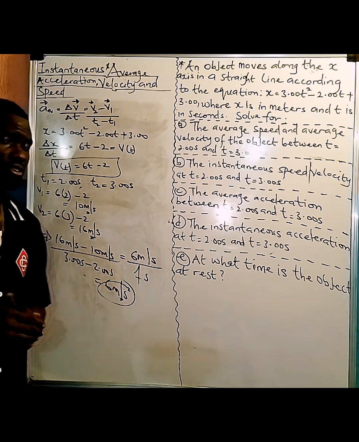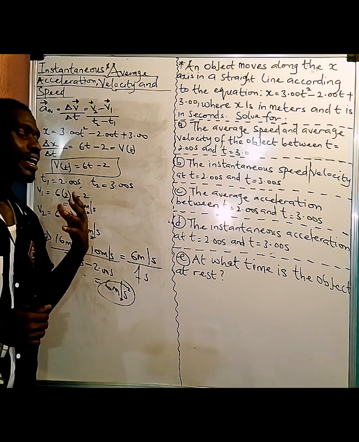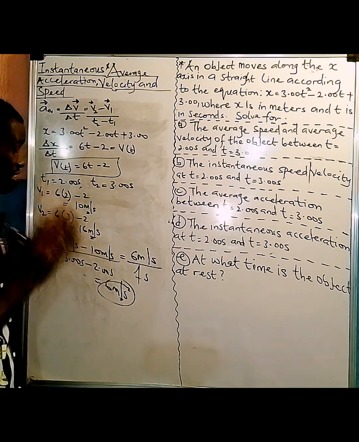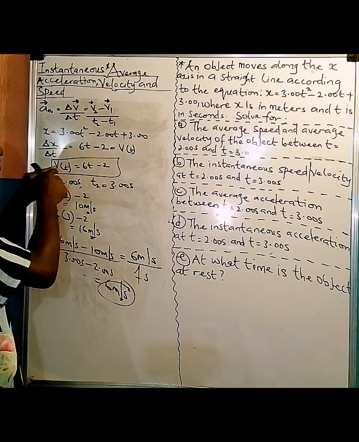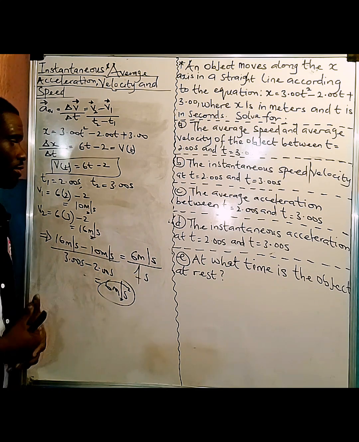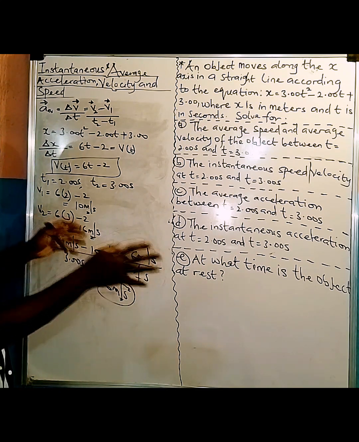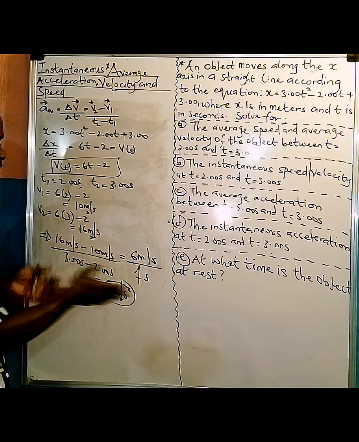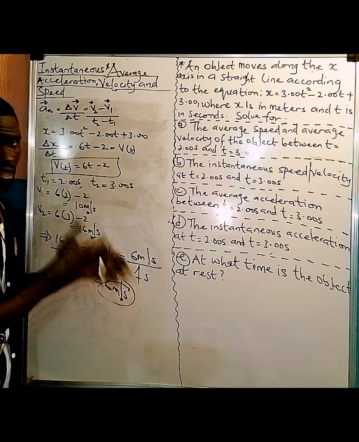Don't forget there's a clear difference between average acceleration and instantaneous acceleration. If it's instantaneous, we'll be asked to differentiate this again for us to get our acceleration. And for the fact that it is average acceleration, you don't need to differentiate. Get the times given to you, fix them in, get all you have to get, then use the formula.